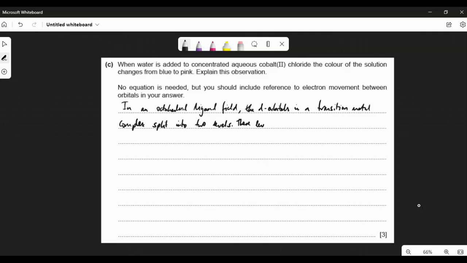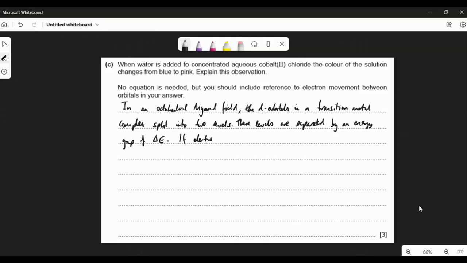These levels are separated by an energy gap, we could call it delta E. I'm sure you can answer better than me often in these things, but I'm just doing it off the top of my head.